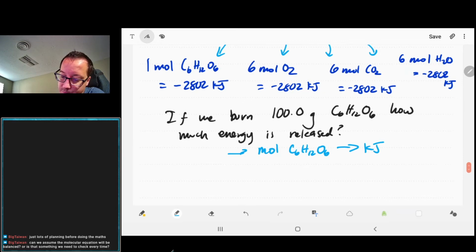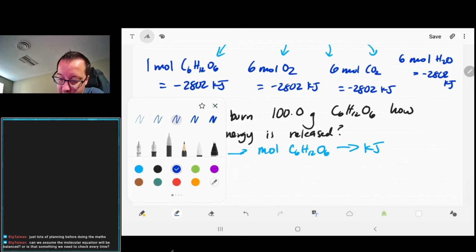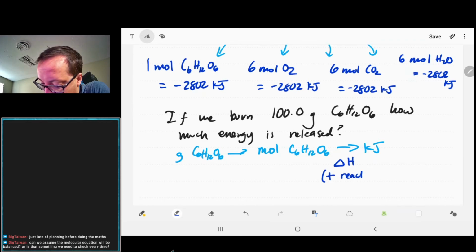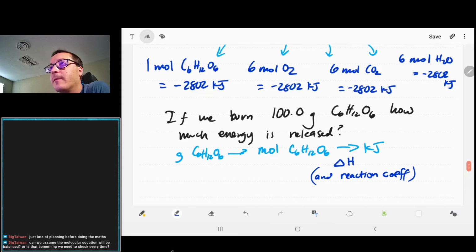And it looks like in this case we're starting with grams of glucose. So we have two conversions here, so therefore we need two conversion factors. If we're going between moles and energy, that's what delta H is. And then we also have our reaction coefficients there. I'll say and, not plus, just to put that there. And then this one we have the molar mass.